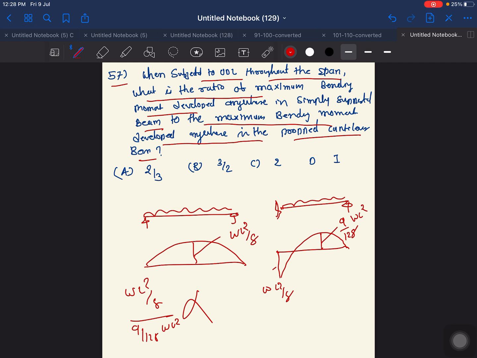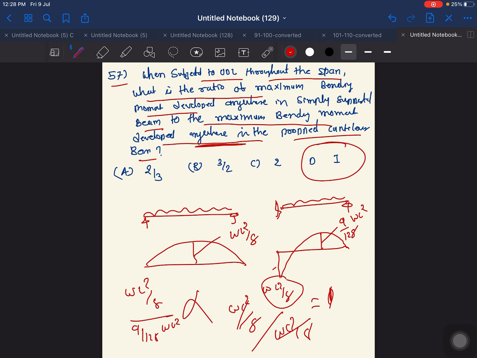They asked about the maximum bending moment anywhere. So our answer is the maximum, WL square by 8 for the simply supported beam case, and for the propped cantilever it is also WL square by 8. So this cancels out, and your correct answer is 1.